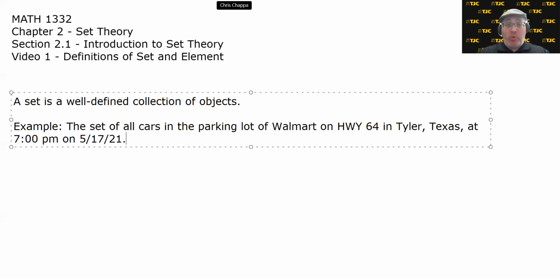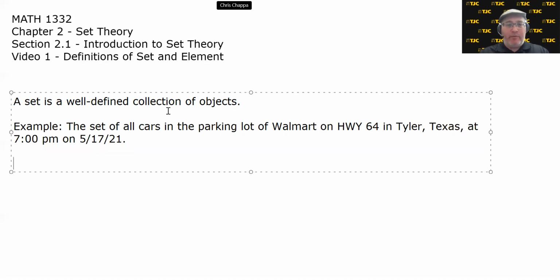Well, it's a set and it's well-defined because at that time, on that date, at that Walmart, we know which cars belong to this set. If the car is in the parking lot, then it belongs to the set. If it's not in the parking lot, then it doesn't belong to the set. Now, of course, we don't have to be that specific, but I wanted to do a really specific example for this first one. We could do something a little less specific.